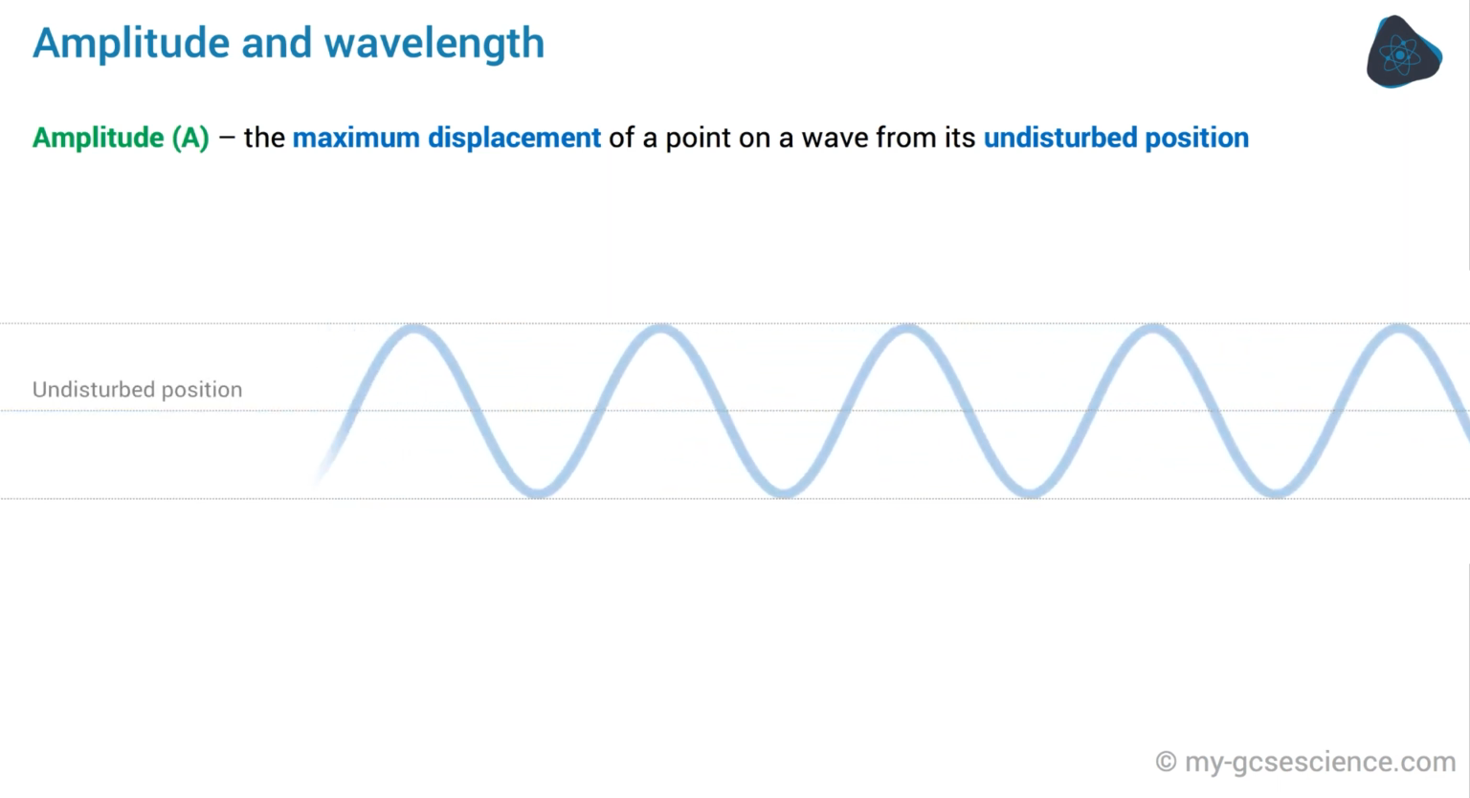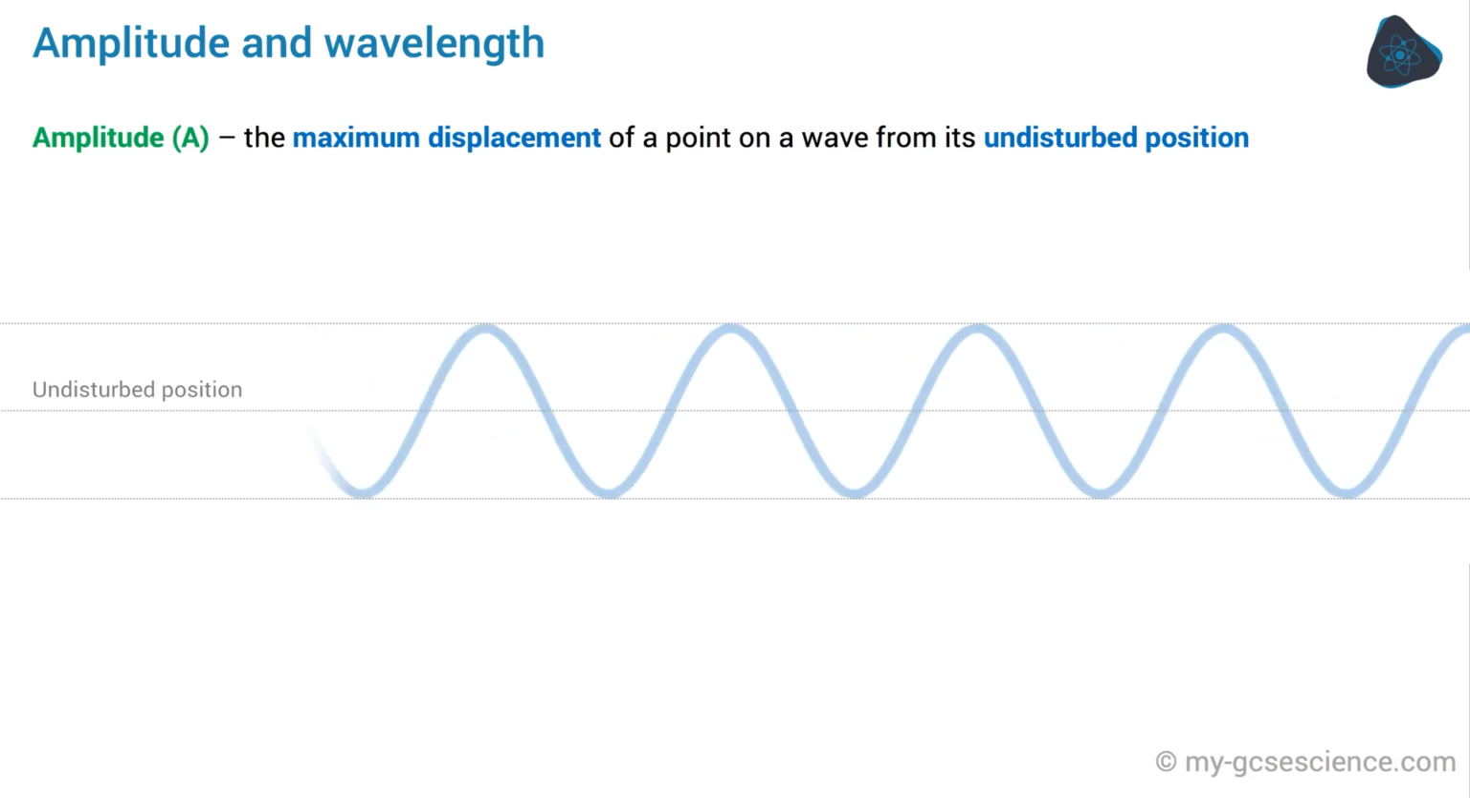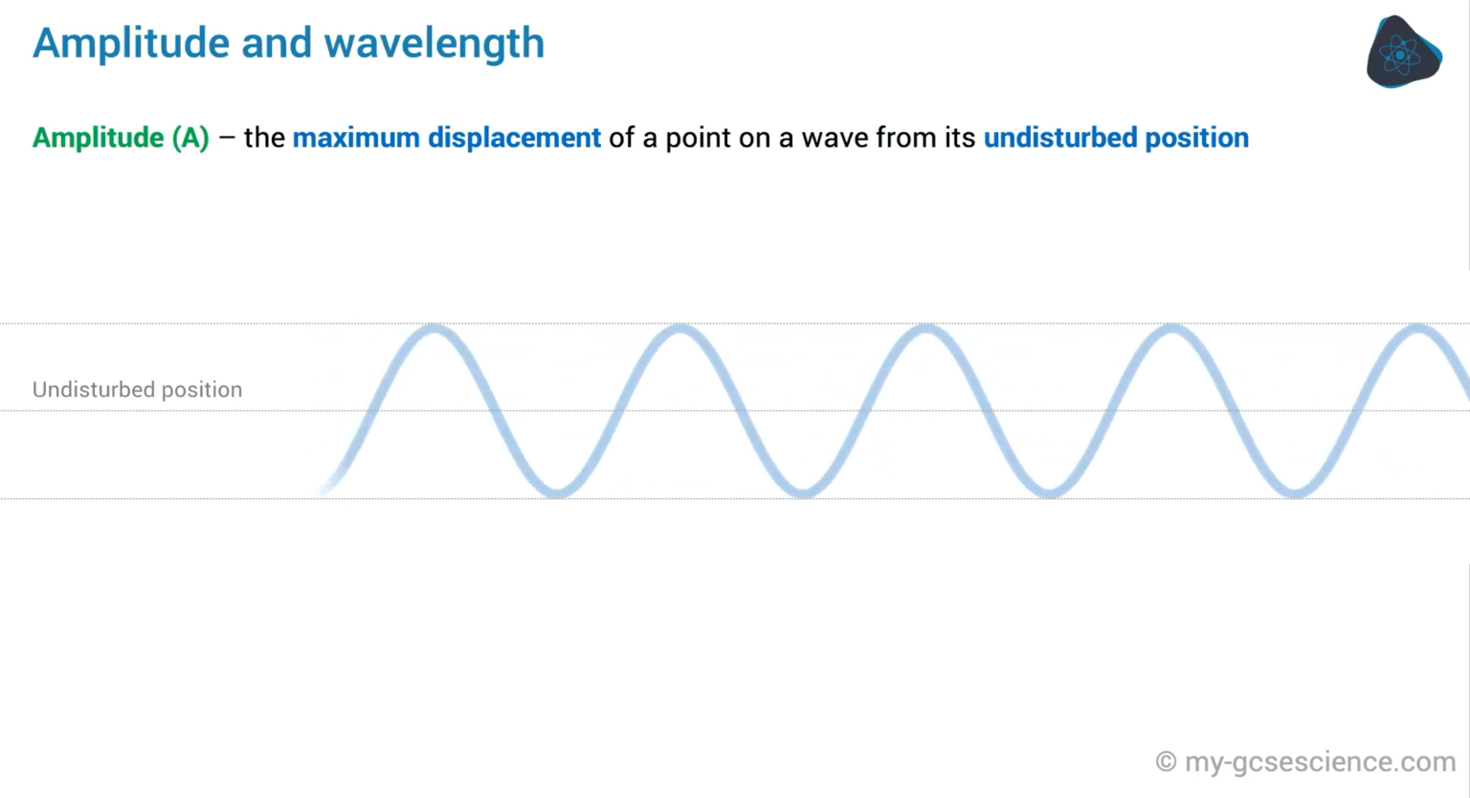When waves start to pass by though, some points are higher than they normally would be and others are lower. We call the highest points of a wave the peaks, and the lowest points the troughs. The amplitude can be marked on this diagram as the distance from the undisturbed position to a peak, or from the undisturbed position to a trough.